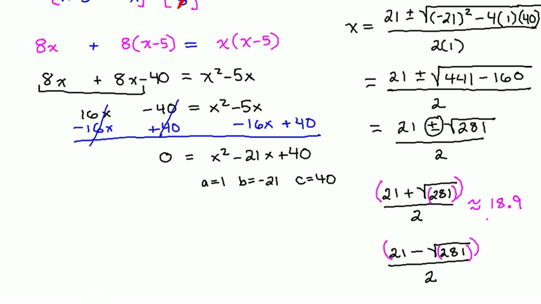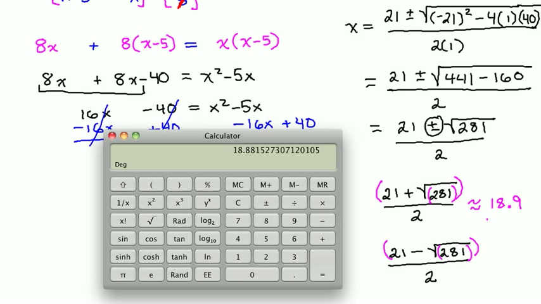Now I'll go ahead and put the other one in. Open parenthesis, 21 minus, I'm going to enter the 281 and then the square root button because that's the way this calculator works. Close parenthesis, divided by 2 equals 2.118. I'm going to round that off to 2.1 for the sake of this calculation.